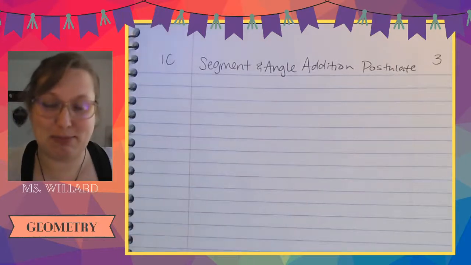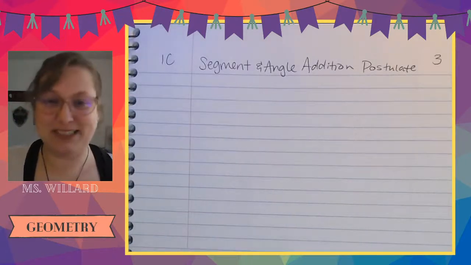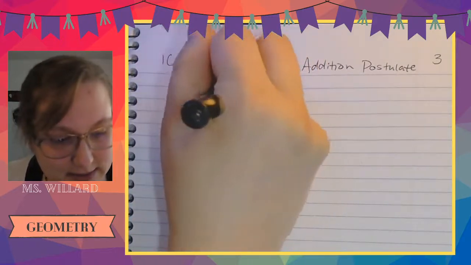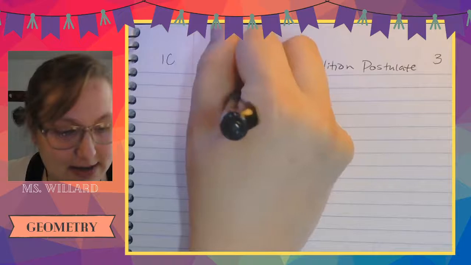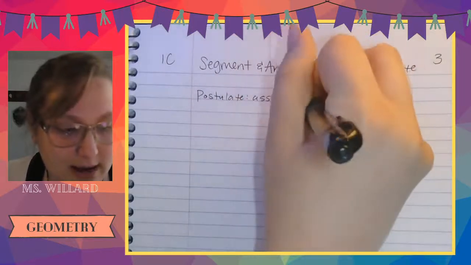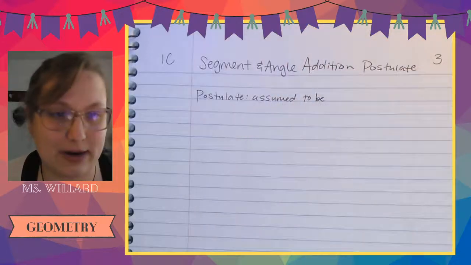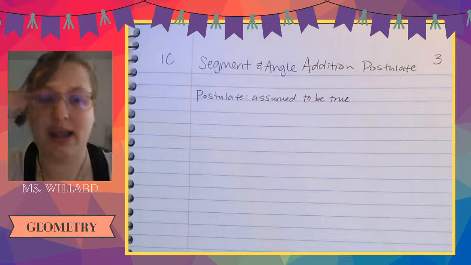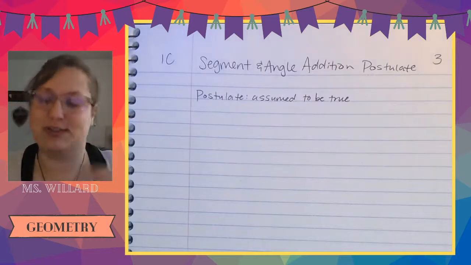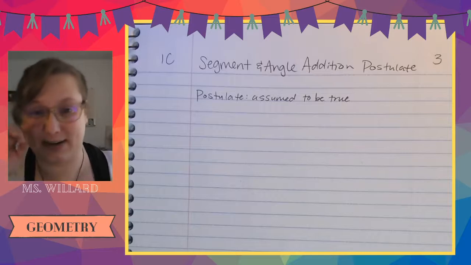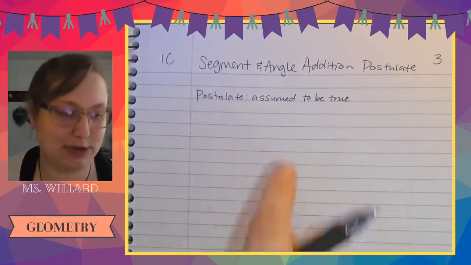Have you ever heard the word postulate before? Probably not. This is the first time you're hearing it. So a postulate is something that we assume to be true. Now, there's a whole rant I could go on, and I probably will some day, about how we can't always assume it to be true and sometimes it's not true, but I'm going to show you why these are true, at least in our case. So postulates are assumed to be true.